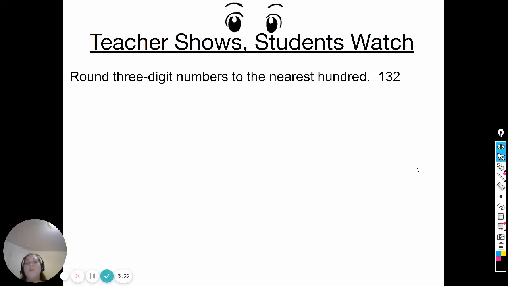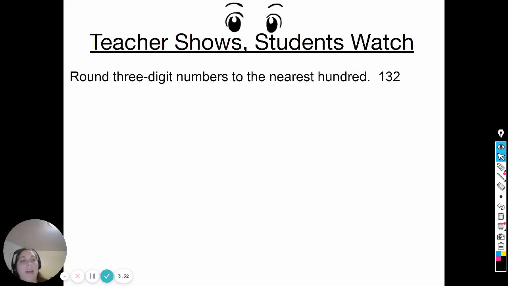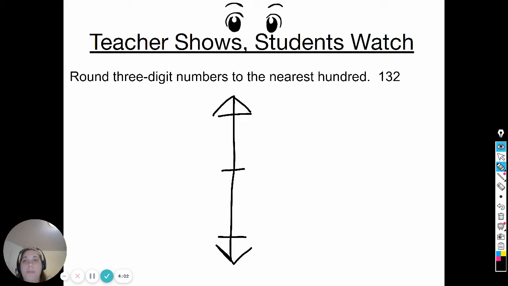Okay, so now I want you to put down your whiteboard and watch my example. It's going to look very similar to what we did yesterday, except this time we're rounding to the nearest hundreds place instead of the nearest tens place. So I am going to start with my vertical number line, a bottom number, a top number, and a halfway point.